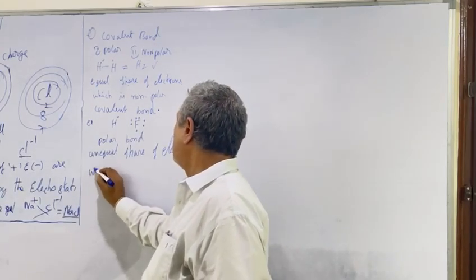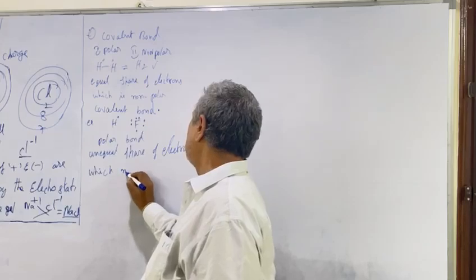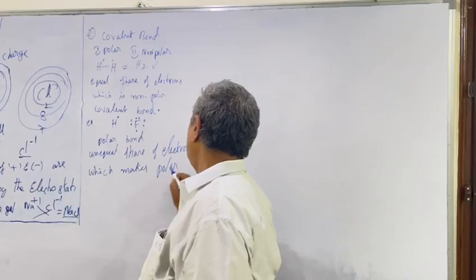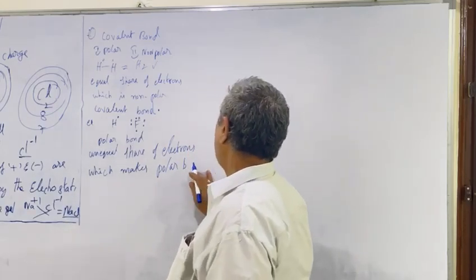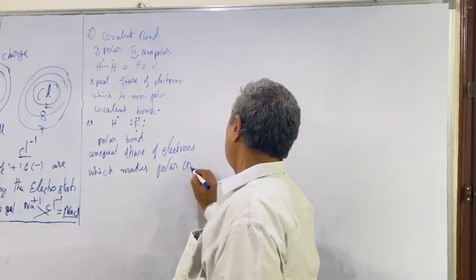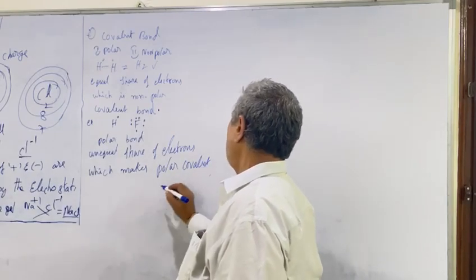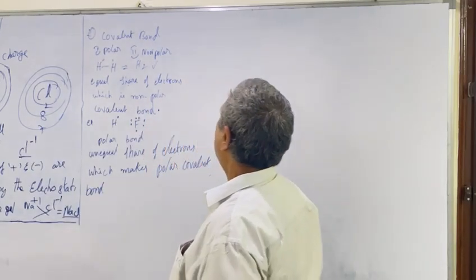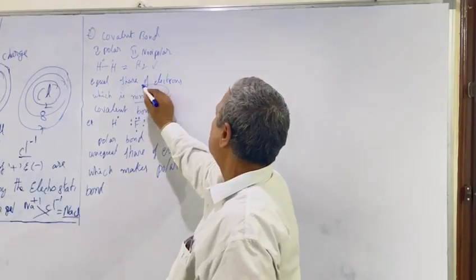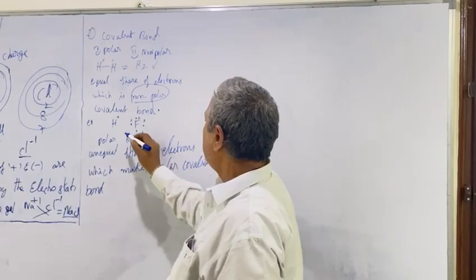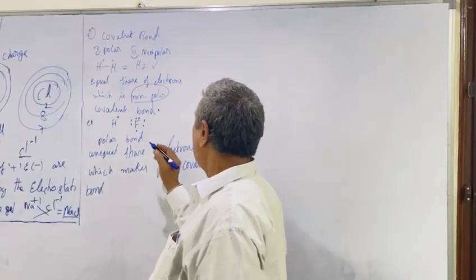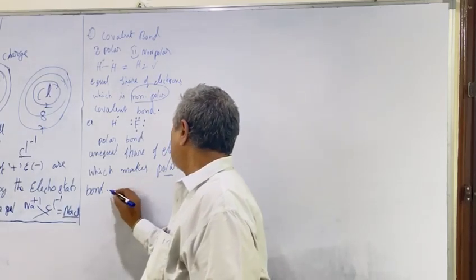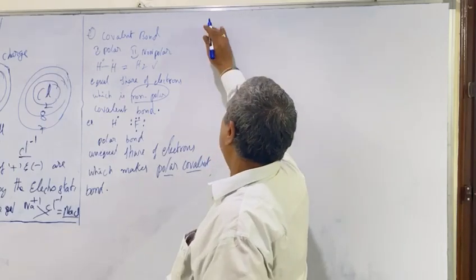Unequal share of electrons makes a polar bond. What is that? Polar covalent bond. This is the polar bond. For non-polar bonds, the elements are the same. In different elements we make a polar covalent bond.